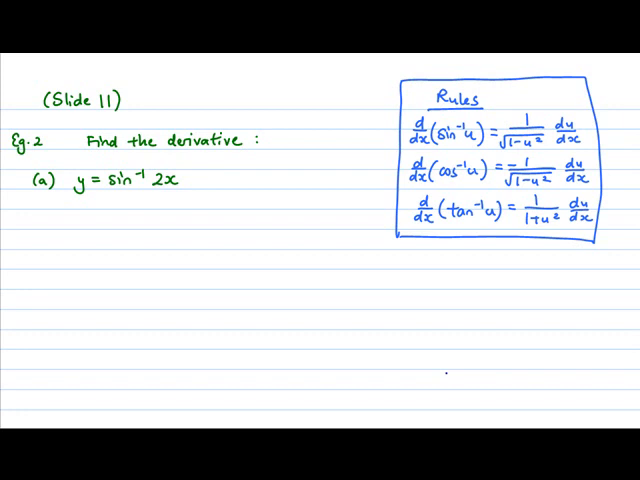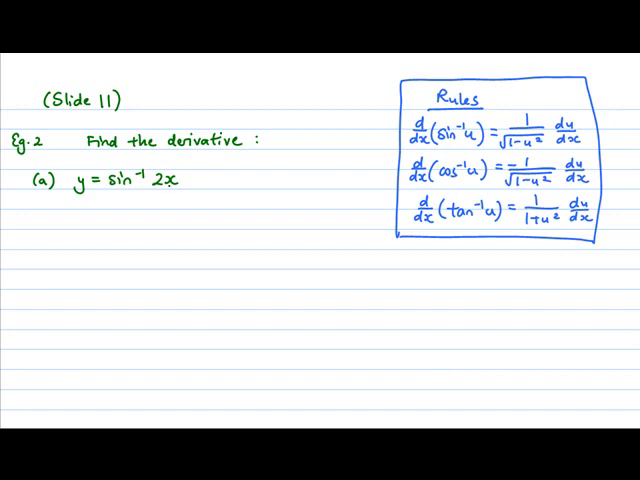Now we are going to start differentiation. Let's take a look at the rule. These are the rules to differentiate sine inverse, cosine inverse, and tangent inverse. And there is a chain rule involved here. So let's look at the first example on slide 11.